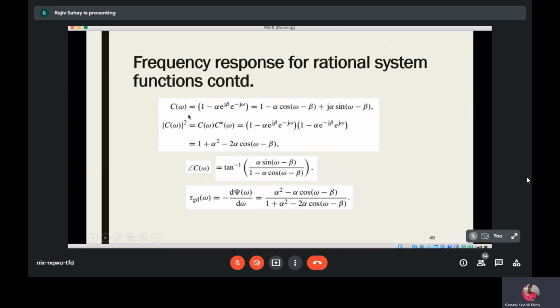And C of omega mod square is equal to C of omega into C star of omega, or conjugate, that gives you, so C star of omega is alpha e to the power minus j beta e to the power plus j omega, because you are taking the conjugate. So if you multiply, you get this expression. So you can now find out the angle, that is the phase response, and the group delay. The group delay is calculated from the phase response only.